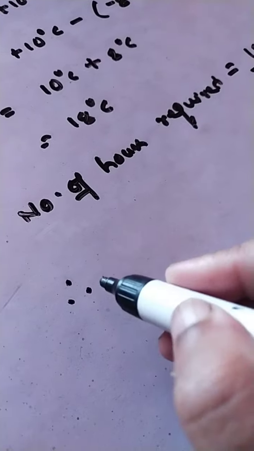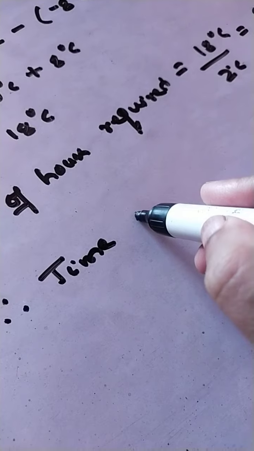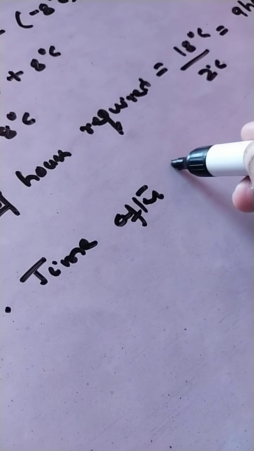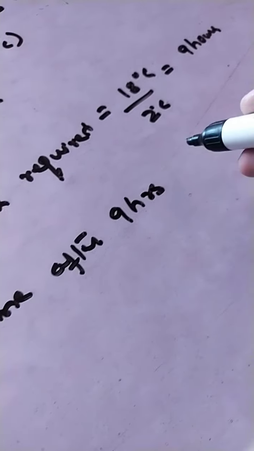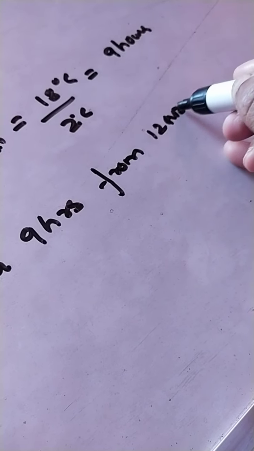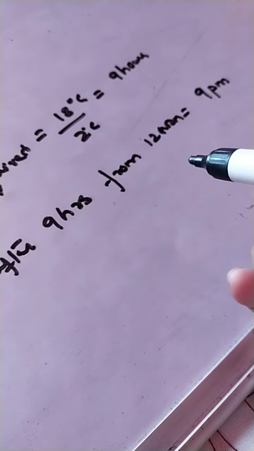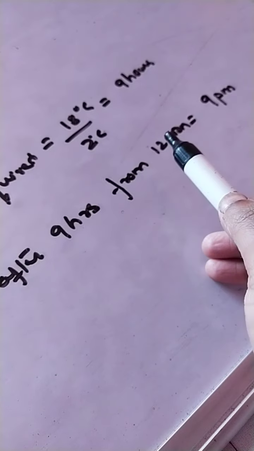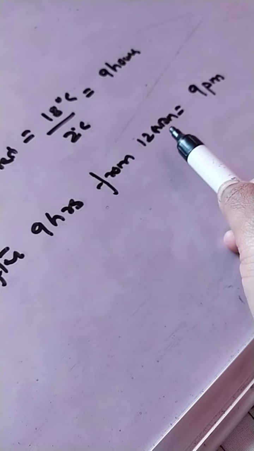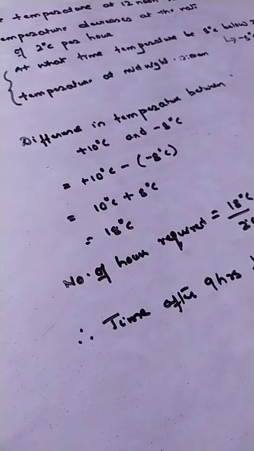So we can conclude the solution as the time after 9 hours from 12 noon. If you calculate the time after 9 hours from 12 noon, that will be 9 p.m. So at 9 p.m. the temperature would be minus 8 degrees Celsius. Okay, so this is the solution of question number 5.